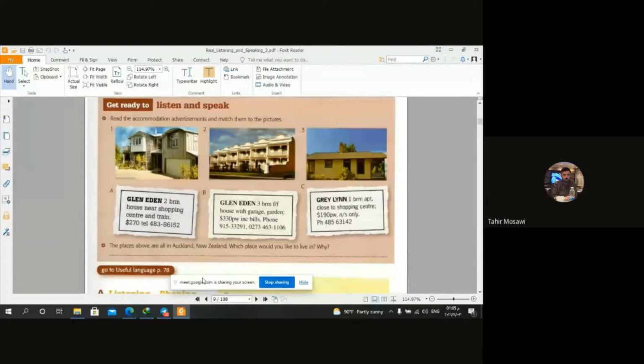Hello. I'm phoning about the house in Glen Eden that's advertised in the paper today. Yes? I was just wondering where it is exactly. 36 Arawa Street. Sorry, 36. Arawa Street. A-R-A-W-A. It's number 36. Oh, okay. The ad says it's close to the shopping centre and train station. How far away are they? Yeah, it's really close. It's probably about a 10-minute walk to the shops and 5 minutes to the train station. So it's not far from anything.